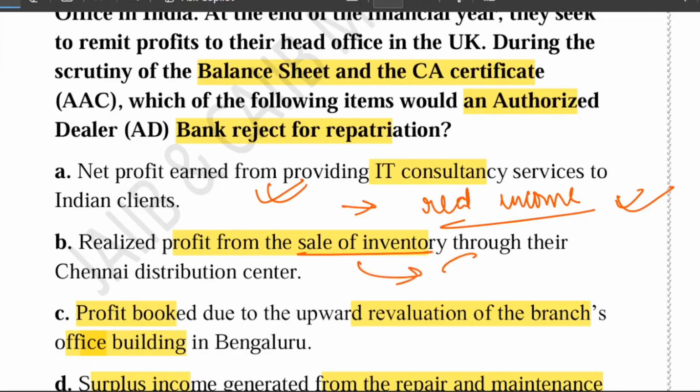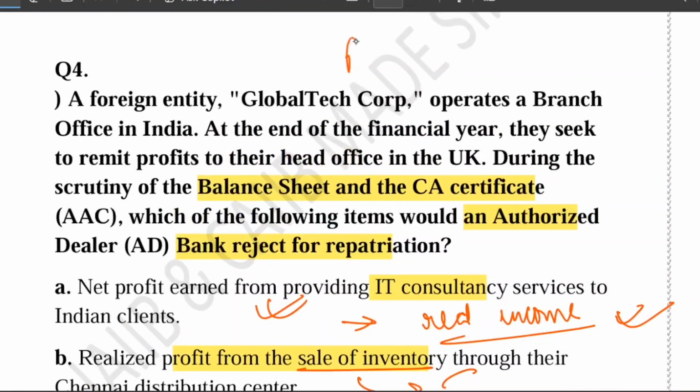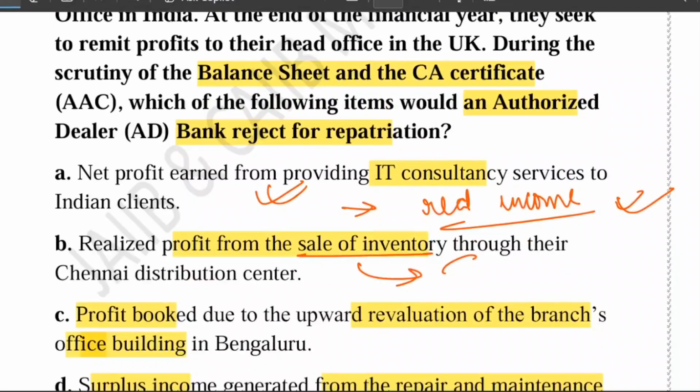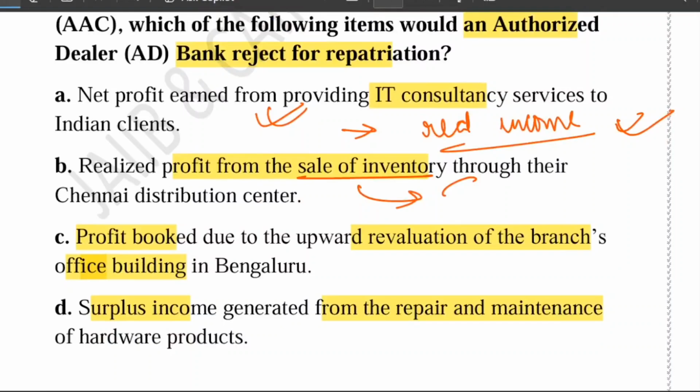So obviously, this is a BO, branch office, right? And there is a topic on BO, you know it very well. So we have discussed in detail about the BO. So for BO, trade income is allowed.